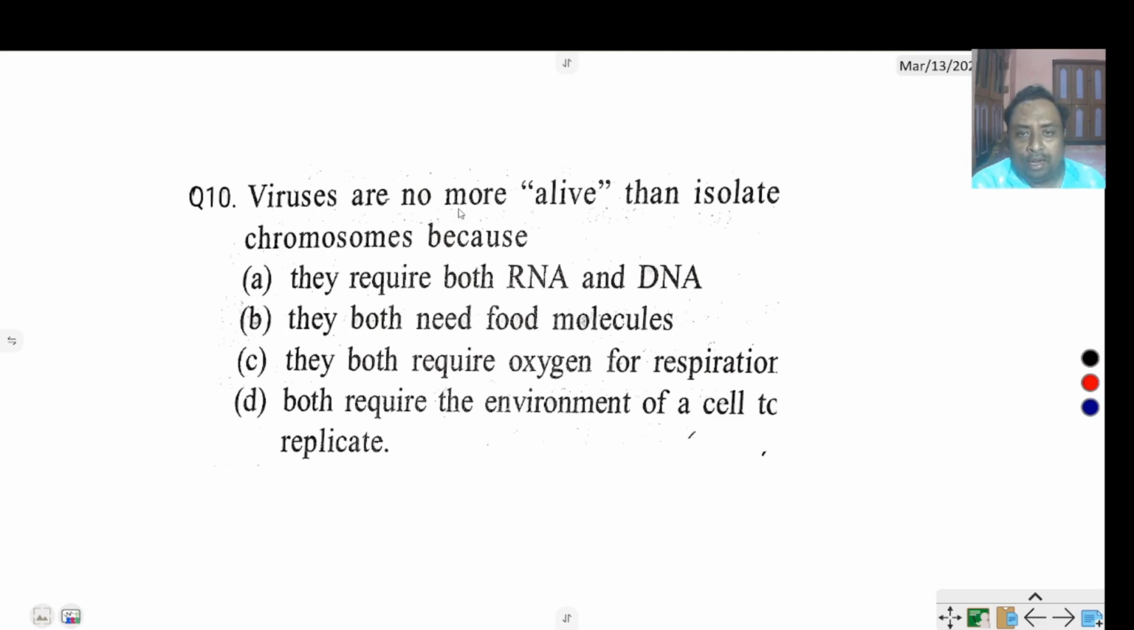Viruses are no more alive than isolated chromosomes because they require both RNA and DNA. They both need food molecules. They both require oxygen for respiration. Both require the environment of a cell to replicate. Viruses are no more alive than isolated chromosomes because both require environment of a cell to replicate. D is the correct option.